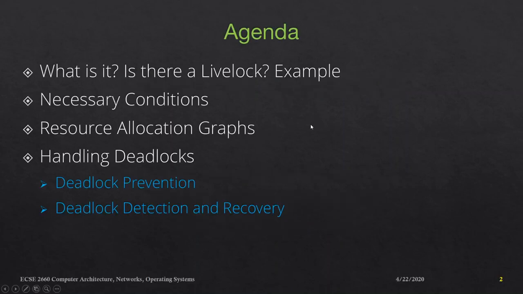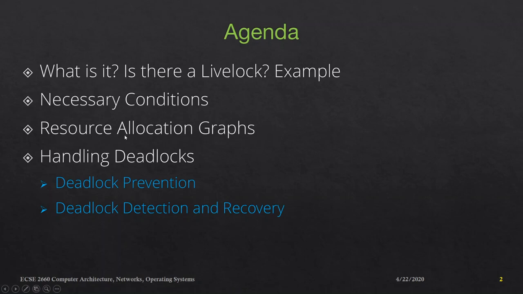So the agenda for this lecture is we'll begin talking about what a deadlock is. We'll try to answer the question whether there is a livelock. We'll take an example and we'll try to draw comparisons between a deadlock in a computer system to a real world example. Next, we'll talk about four necessary conditions for us to have a deadlocked system.